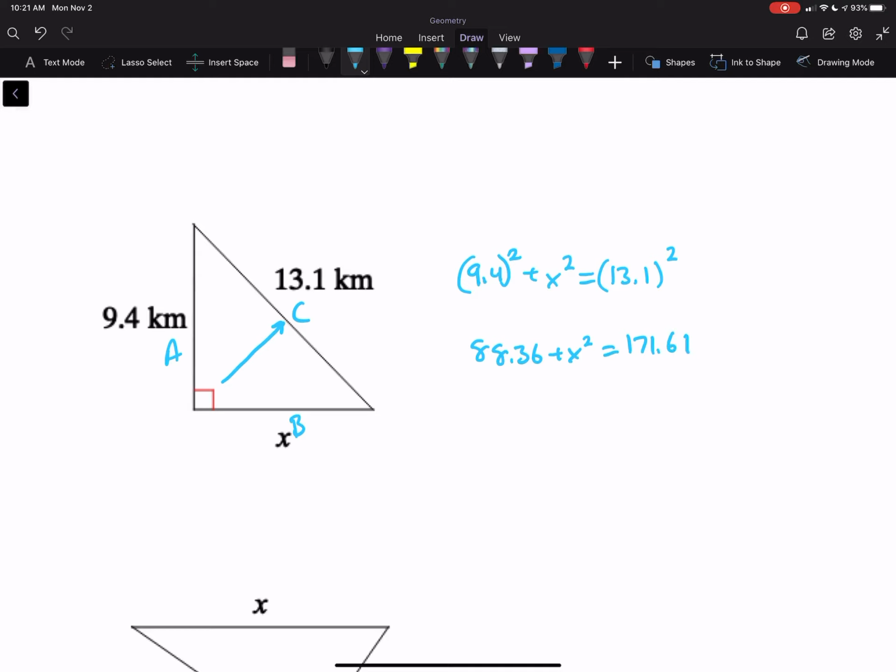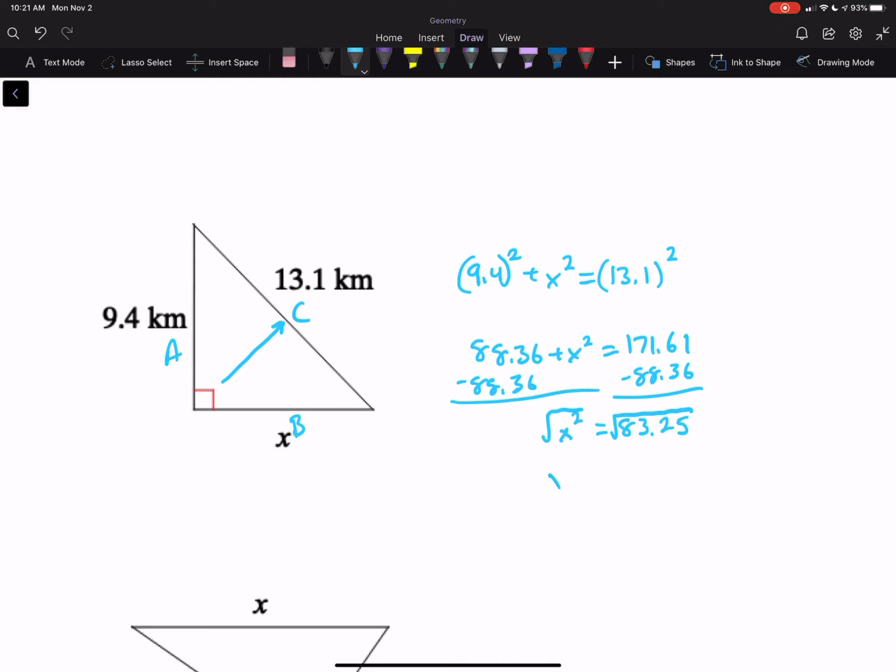which is 171.61. Now I can subtract 88.36 from both sides. I should be left with x squared on the left-hand side, and 83.25 on this side. Now I'm going to take a radical, and I'm going to remember with algebra, whatever you do to one side, you have to do to the other side.